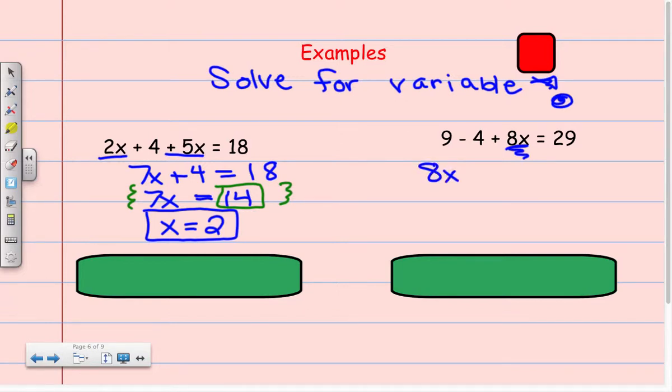Now I'm going to deal with my 9 and 4. This is 9 minus 4. What's 9 minus 4? Huh? What's 9 minus 4? 5. So that's plus 5 is equal to 29. Now I'm going to move my 5 by subtracting, and I get 8x equals what, class? 20. And how do you move that 8? Divide by 8. So x equals 3.